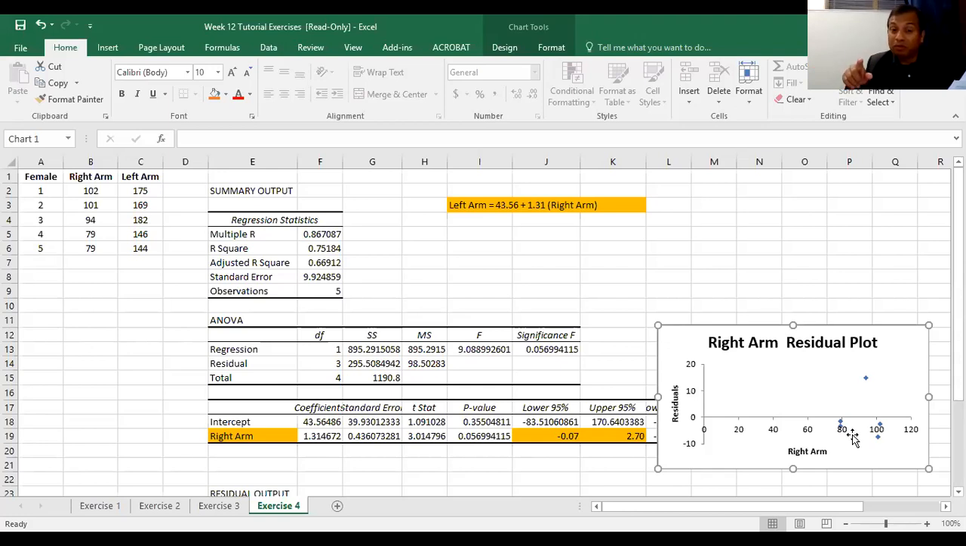But what sort of prediction is this? On the basis of R square, 0.75 is maybe the moderate level, in between 0.5 and 0.8. So we can say the right arm could be a moderate level predictor for the left arm. But we are not talking about reliability or validity. No, we are not talking about that. But right arm could be a moderate predictor for the left arm. Full stop.